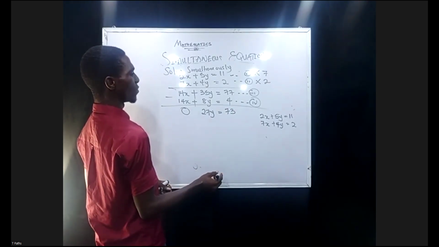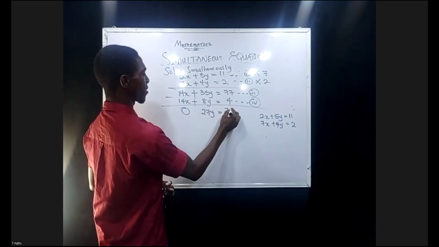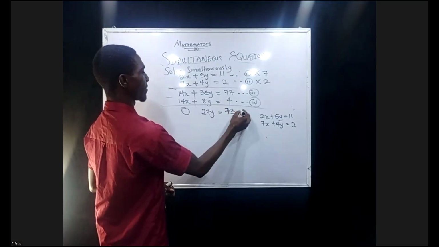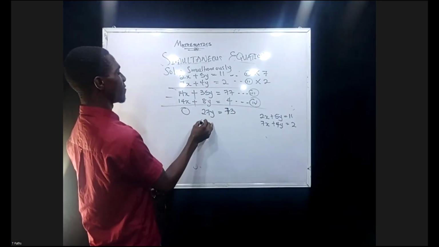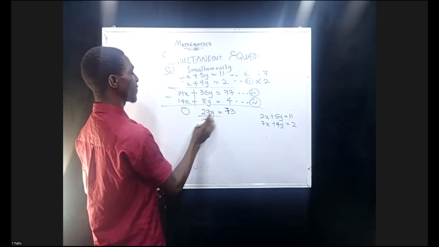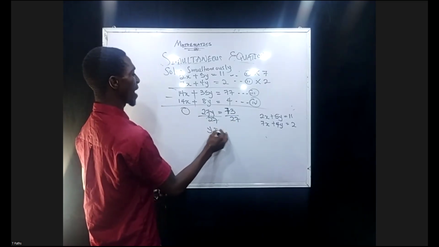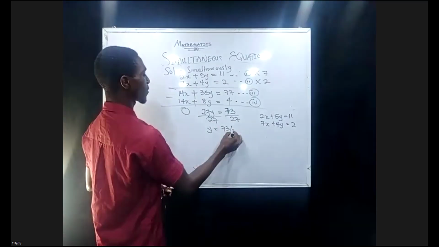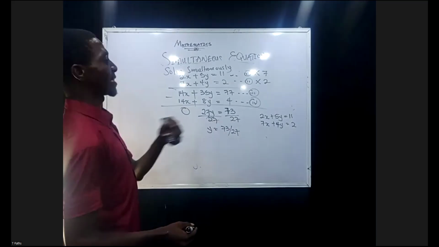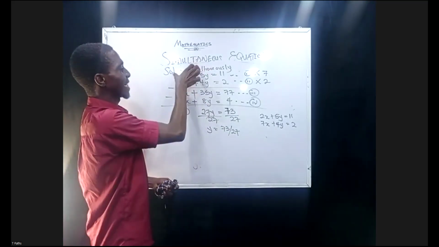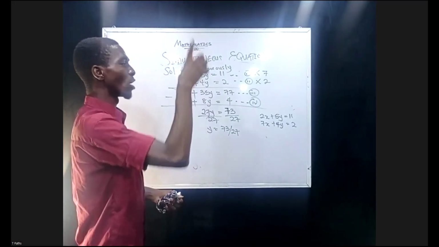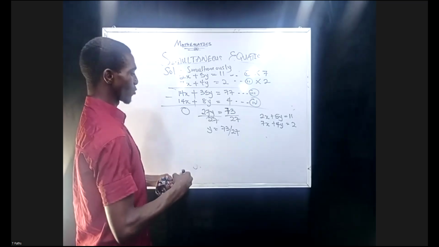Are we good to go? Sorry, it's 73, correct? So here the value of y equals, divide both sides by 27. Finally, y equals 73 over 27. Yes, that is the right answer, because looking at the expression, you cannot have a whole number as your answer. Are we good to go?